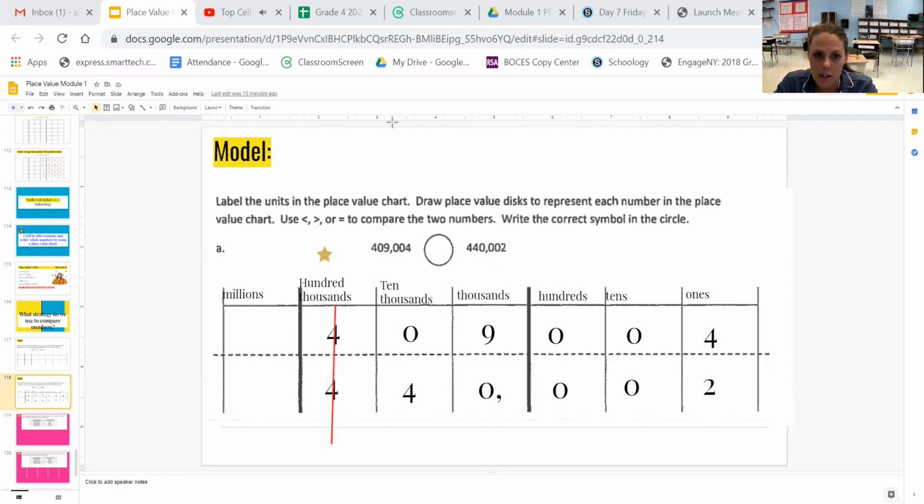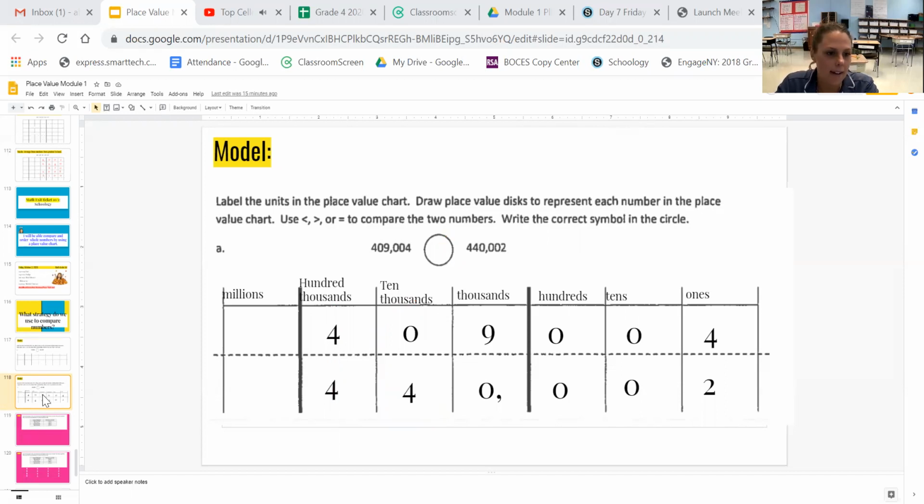When you look here, hopefully you see that they are different. So now we can compare which one is bigger, 0 or 4. Hopefully you're saying that the 4 is greater than 0. 4 10,000s or 40,000s is bigger than 0 10,000s. Therefore, our alligator is going to eat the bigger number. I'm going to read this number sentence for you. 409,004 is less than 440,002.